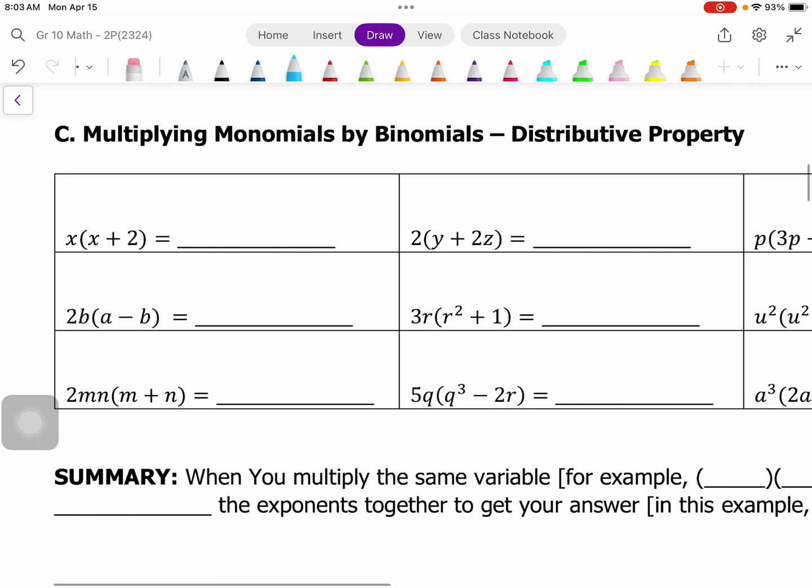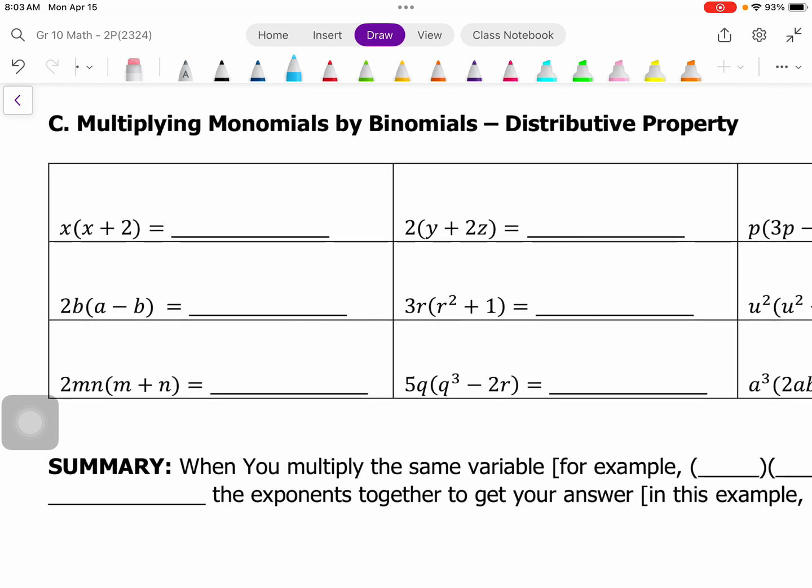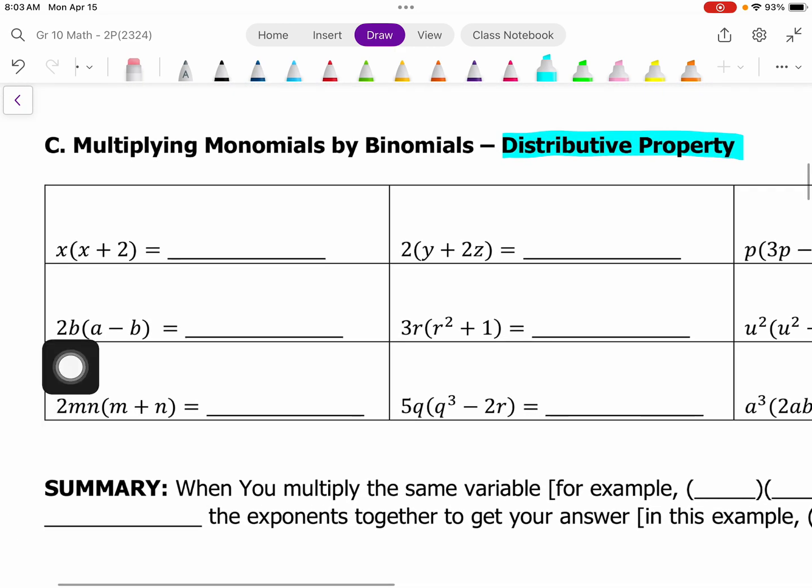So those are questions you probably did in grade 9 already. We are going to recap now multiplying monomials by binomials. You might last year have called this distributive property because you probably didn't know the words monomial and binomial yet. So I have a monomial here. The x is just one term, and that is being multiplied by x plus 2, and this is a binomial. So I have the x and the 2, they're separated by the plus, so there are 2 different terms there.